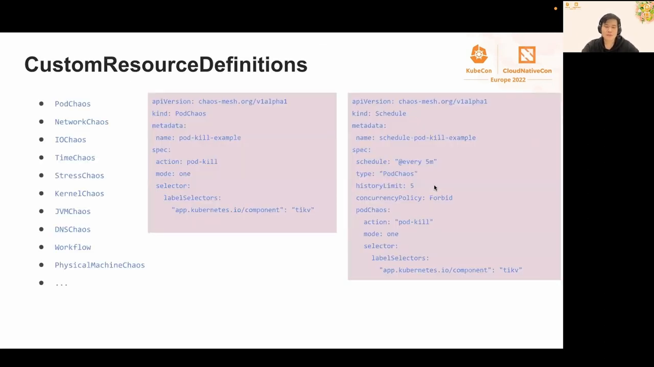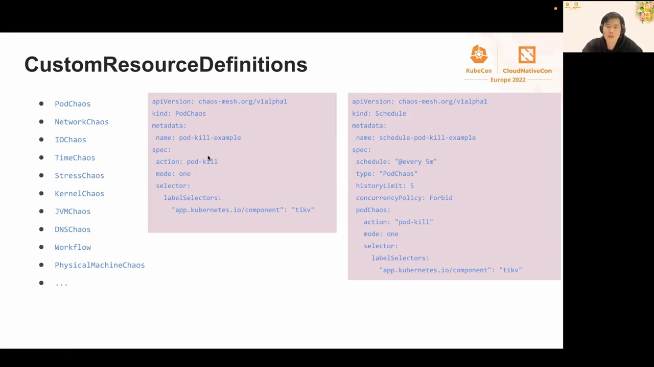Next, Chaos Mesh defines multiple CRD types based on different fault types. I also introduced this in the previous slides, such as pod chaos, network chaos, stress chaos, IO chaos, physical machine chaos, and so on. And here is an example of the pod chaos. It is defined in YAML files, and it is very simple.